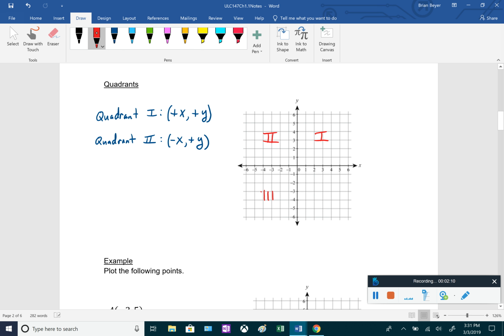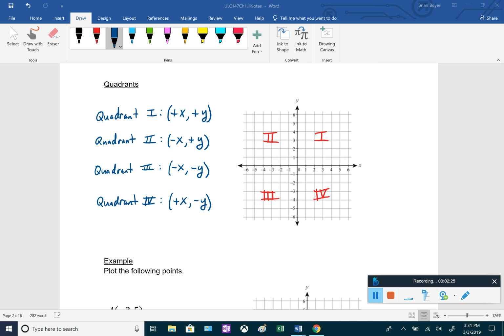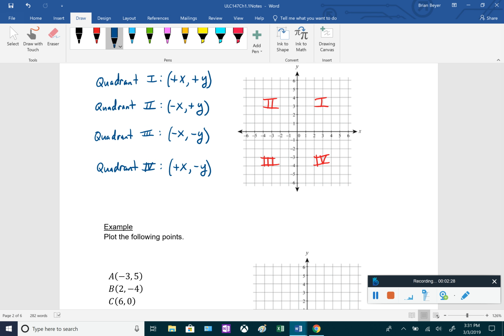Quadrant 3 is going to be right down here. That's negative x and negative y. Lastly, quadrant 4 is in the bottom right hand corner. That's positive x and negative y. Okay, so make sure you just know those four quadrants by name.